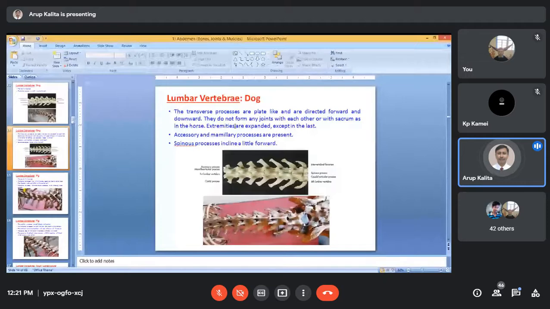They do not form any joint with each other or with the sacrum as in the horse. So these lumbar vertebrae will not form any joint with the sacrum. Extremities are expanded except the last. The accessory or mammillary processes are present. The spinous process inclines a little forward. This is the spinous process. It will be inclined forward.